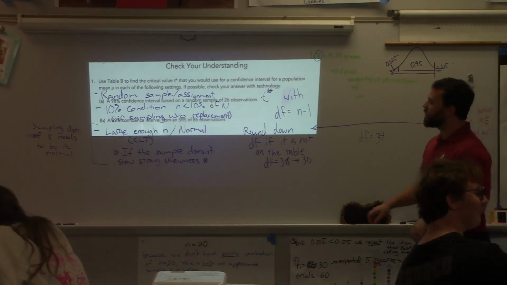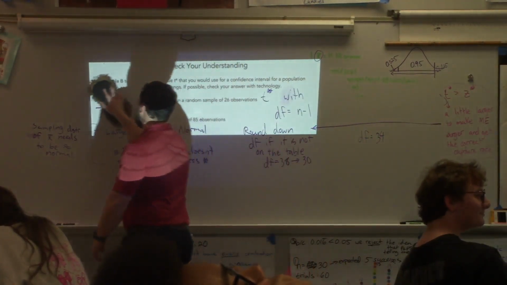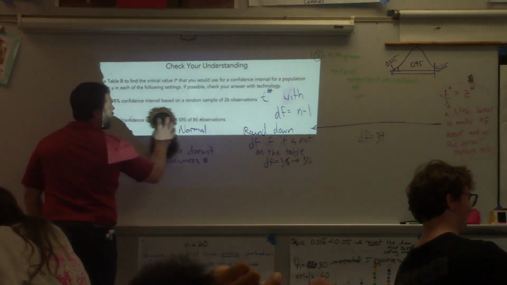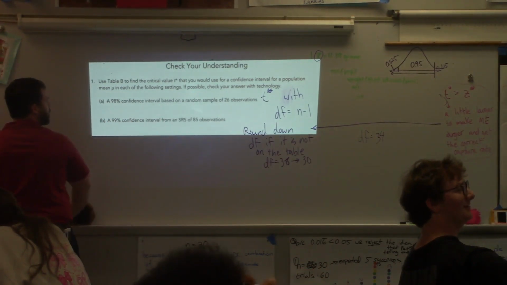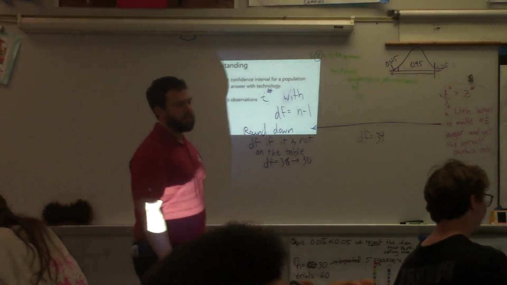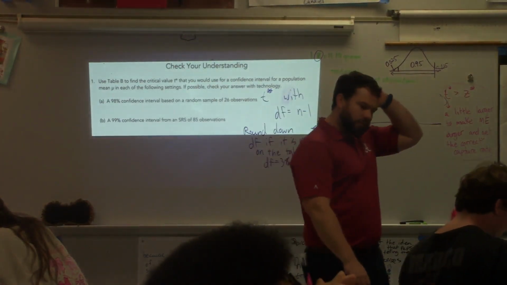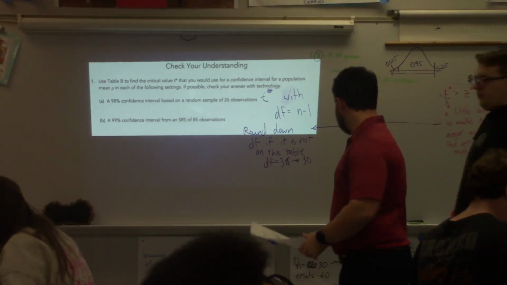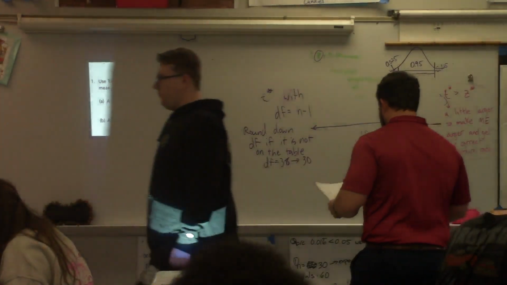Find the critical value for a 98% confidence interval and a random sample of 26 observations, and 99% from a simple random sample of 85. So pull out your table and look for those critical values.